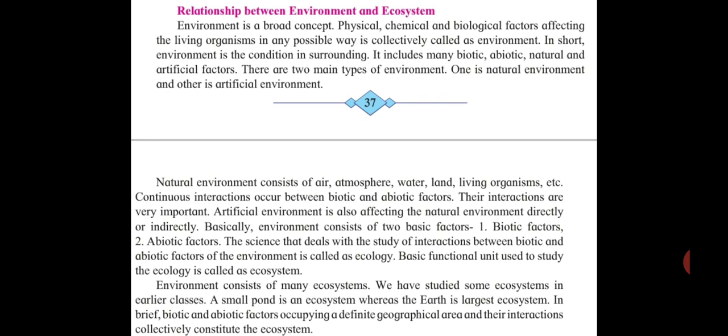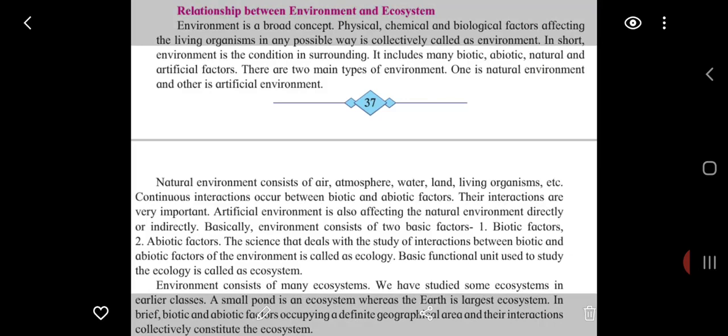So it includes many biotic, abiotic, natural and artificial factors. So there are two main types of environment. You should keep in mind, one is natural environment and the other is artificial environment. So natural environment is the environment which is naturally around us. An artificial environment is the environment which we created due to the establishment of industries or factories or malls or buildings or construction work, whatever man has carried out artificially. So that environment is called artificial environment.